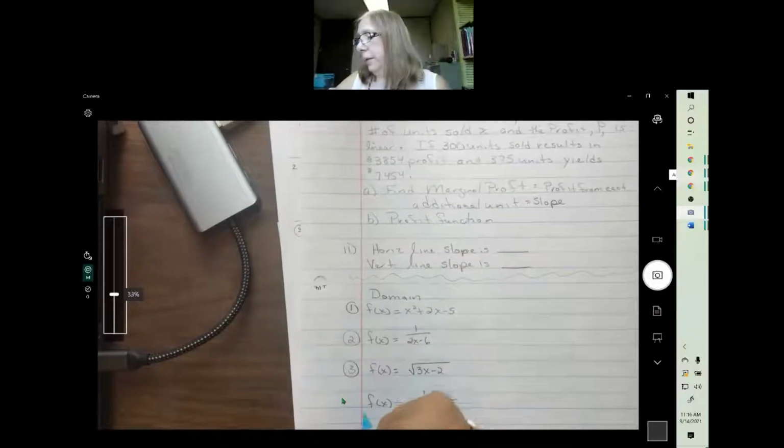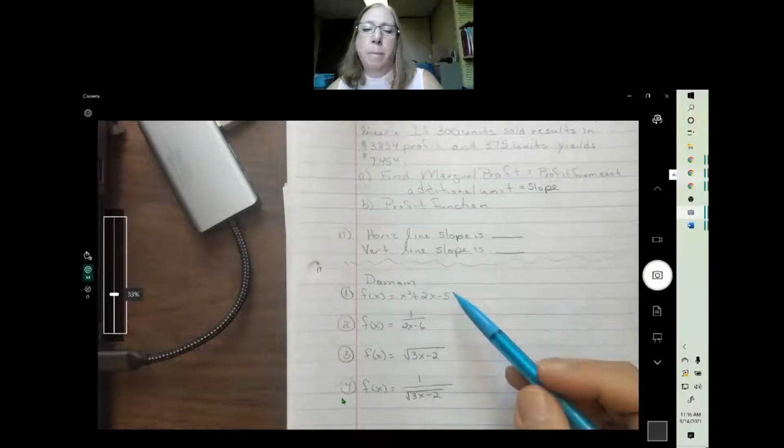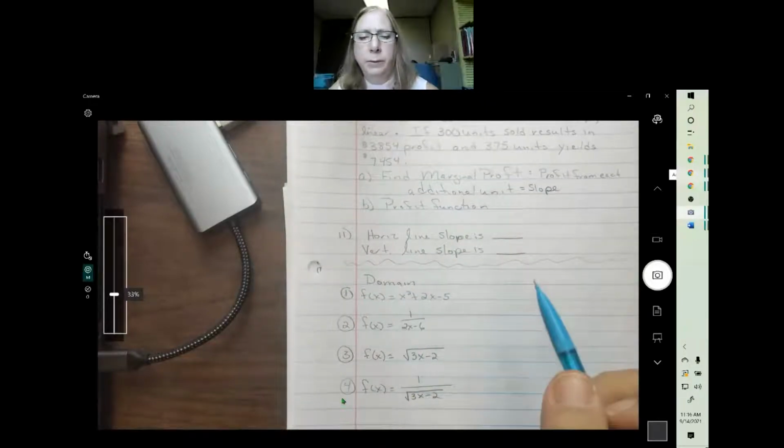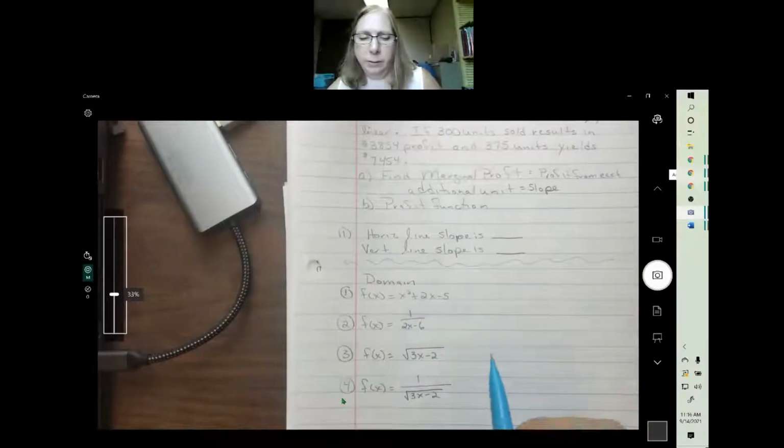When we get into logs, there'll be another case because you can't take the log of a negative number or 0. But for right now, these are our 3 cases. So I'm going to do these first. But are there any questions before I start?